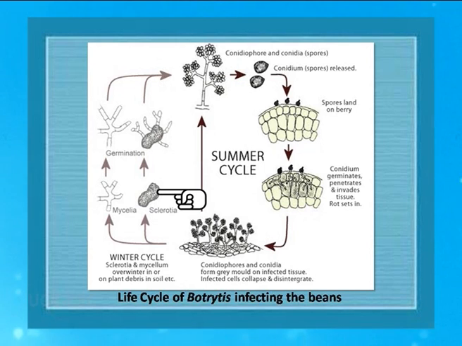In this particular condition, they may remain for some time. That means they may overwinter and again invade another crop plant. So this is the cycle. We call it summer cycle and winter cycle. But at the end of the day, the quantum of disease develops inside the crop. Here it is bean or broad bean.